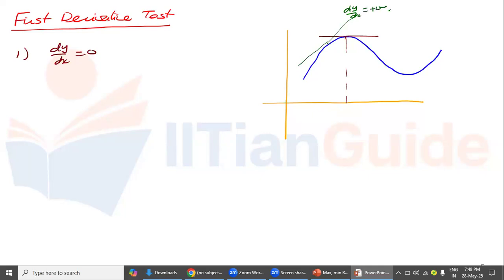A slope is positive. I have made the figure on the right. I am taking this point here. The dy by dx is negative. The slope of the tangent is negative. What I observe is that the slope of the tangent changed its sign from positive to negative.